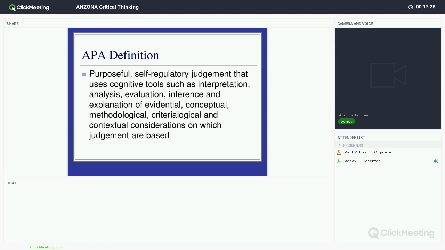As I've said, there's a lot of academic papers on this. Here was one definition that made a lot of sense to me and one that I could relate to quite well. That was the APA definition, saying that critical thinking is purposeful, self-regulatory judgment that uses cognitive tools such as interpretation, analysis, evaluation, inference, and explanation of evidential, conceptual, methodological, criteriological, and contextual considerations on which judgments are based. And as we can see, that's all very pertinent to our nursing practice.